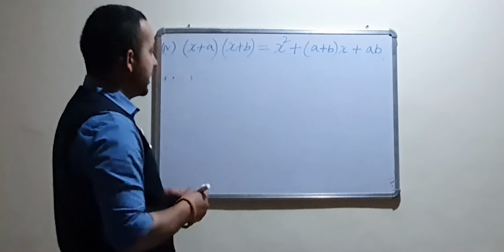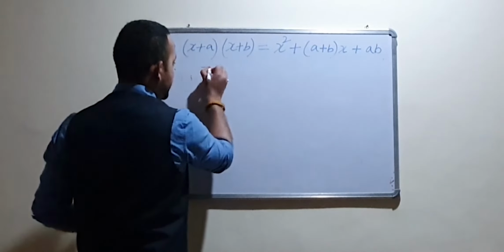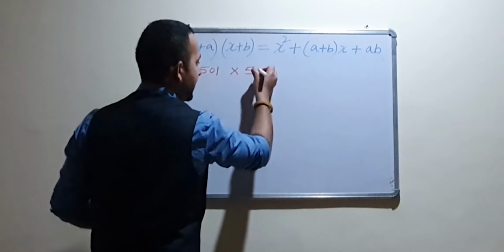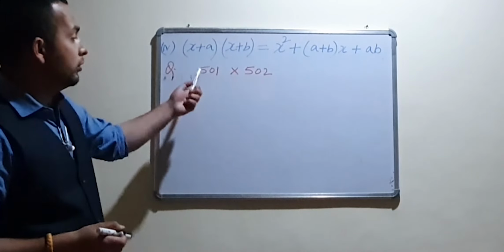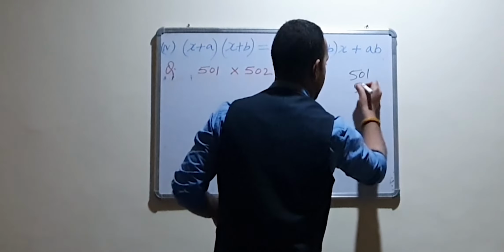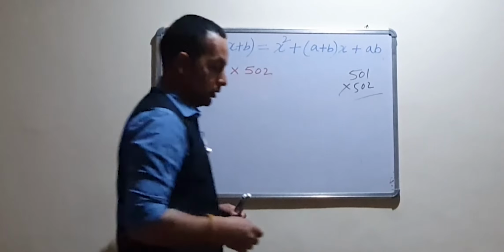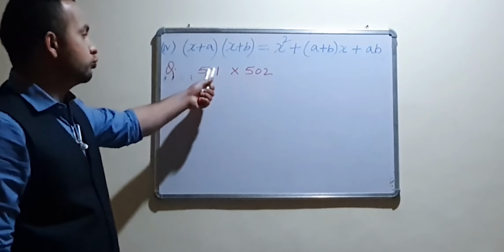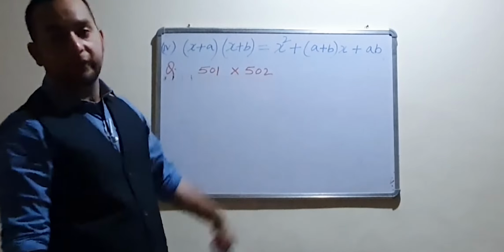Now on the basis of this identity, I'm going to give you one example. So suppose you have the number 501 multiplied by the number 502. You will not directly multiply it like this. If you directly multiply like this, then it is wrong. So what you will do, you can express this 501 in the form of x plus a, and express this 502 in the form of x plus b.